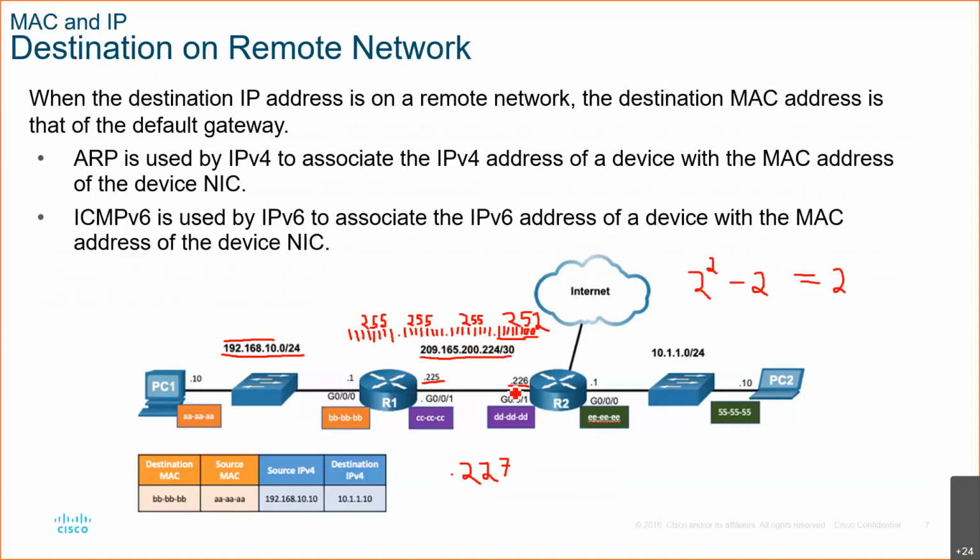That means only 2 devices can be connected. How do I know? Because 2 to the power of 2 minus 2 is equal to 2. And you see in this network, only R1's GigabitEthernet 1 is connected to R2's GigabitEthernet 1. That's it. So this is one network between 2 routers.